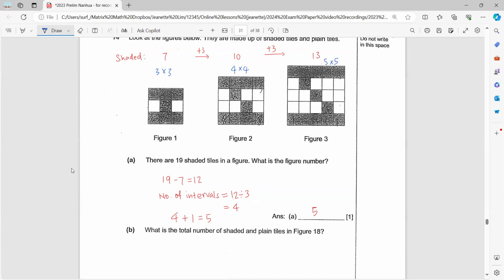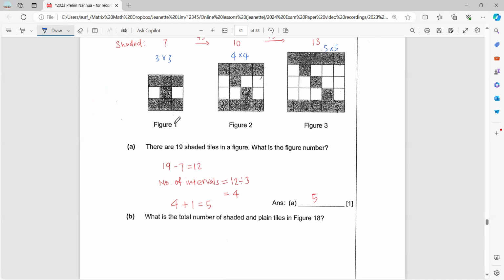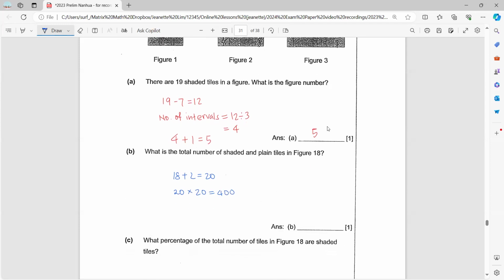So total number of tiles in figure 18 is not 18 times 18 because figure 1 is not 1 times 1. Figure 1 is 3 times 3. Figure 2 is not 2 times 2, but 4 times 4. You notice the number that you multiply is actually 2 bigger than the figure number. So you have to take 18 plus 2 first, which is 20. Then you take 20 times 20. Okay, so answer 400.